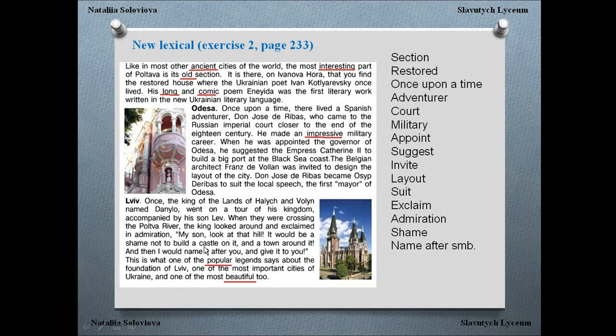His words, one of the sentences was, it would be a shame. Shame – сором. It would be a shame – буде соромно. А що ж буде соромно? Not to build a castle on it and a town around it. And then I would name it after you. Name after somebody – назвати в чиюсь честь. His son was named Lev, so Lviv was named after his son.